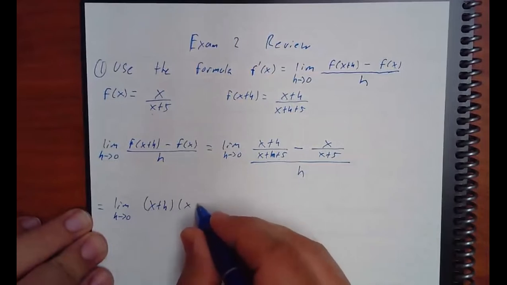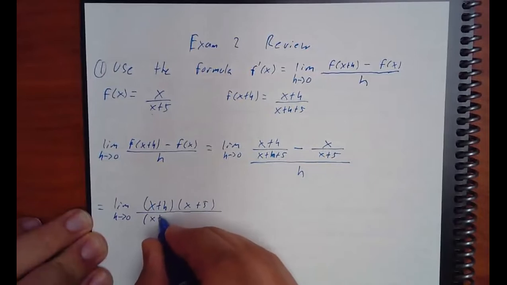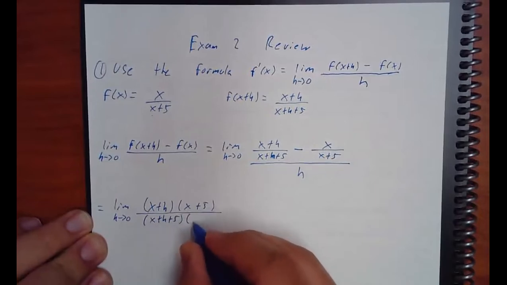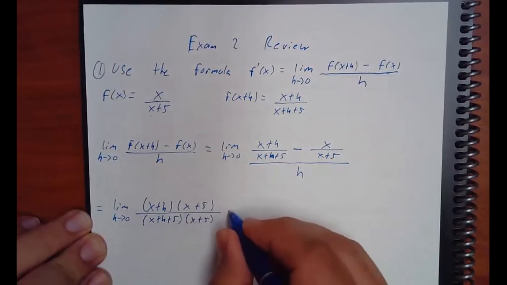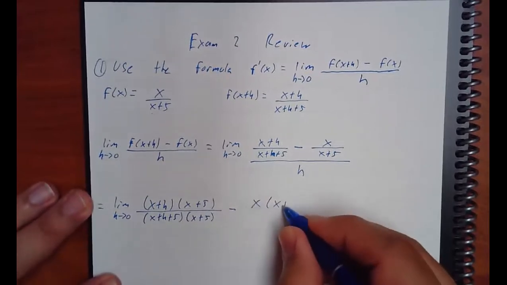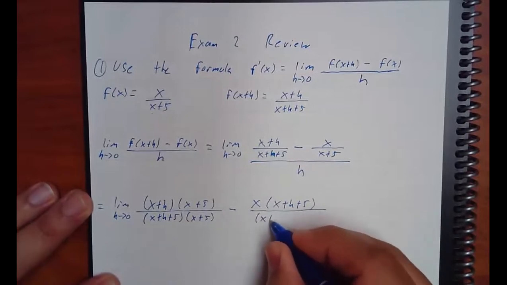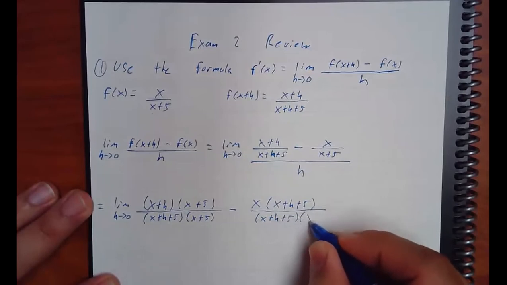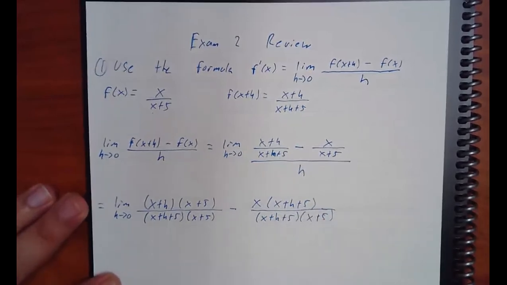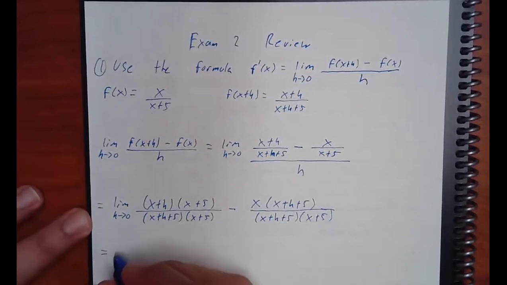So multiply x plus 5 on the first fraction, and then multiply this guy by x plus h plus 5 on top and bottom. So we get the same denominator. There we go. So now we can combine them into one fraction. So we will get a bunch of garbage.